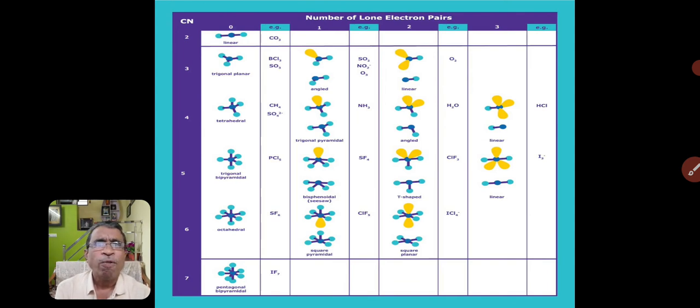Now, for the first one, where one lone pair of electrons is there, sulfur dioxide is an example. Where 2 lone pairs of electrons are there, sulfur trioxide, and various other ions are also given. Students, go through the shapes and the molecules.